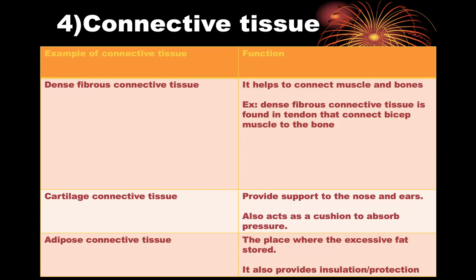If you want to know where you can find connective tissue, for example, under your arms, under your arm, there is adipose connective tissue. Why? Because that is the place where any excessive fat will be stored. That's why if you want to see whether you are fat or not, you look under your arms. You can see at your thigh, the thigh can also have adipose tissue.